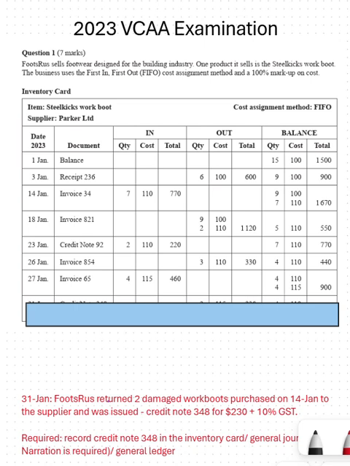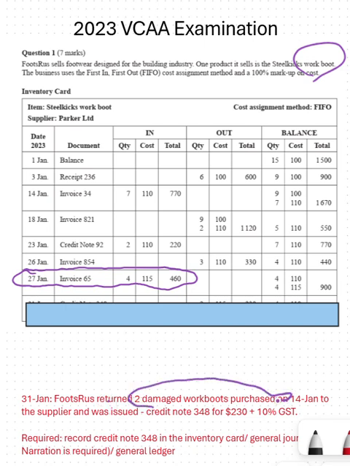So we are buying and selling work boots. We had a credit purchase on the 27th that's relevant here. We know it's a credit purchase because it's an in and we have an invoice, which is what we use to verify credit transactions. The units were $115. So if we look down the bottom here, this is where I've taken a bit of creative license. We have returned 2 damaged sets of boots to our supplier and have been issued with a credit note for the value.